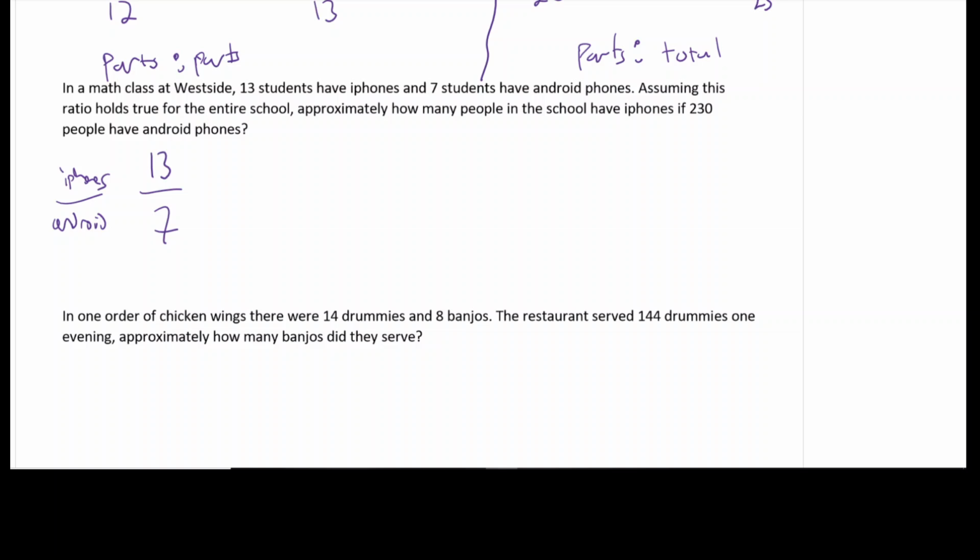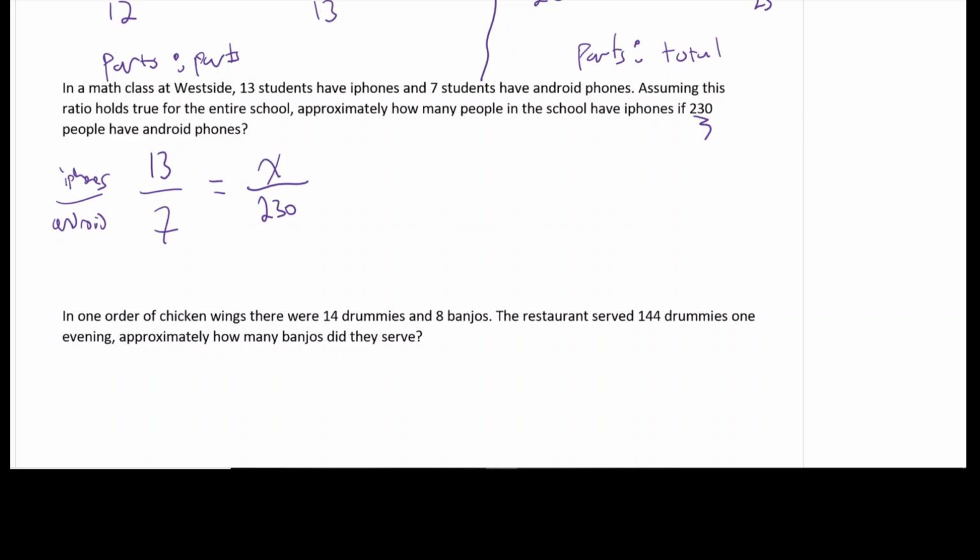That's my sort of one class. And then I'm going to say, well, if that's going to hold true, it's going to be equal to another proportion, another ratio, and the other number we have is 230. So all you have to do is put it in the right spot. So the top is iPhones, the bottom's Android. 230 people have Android phones, so it's got to go on the bottom. I usually put an X on top.